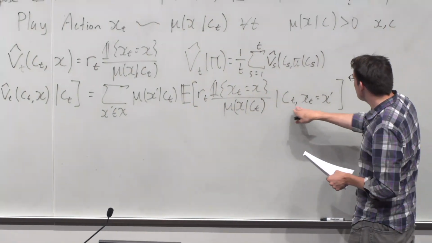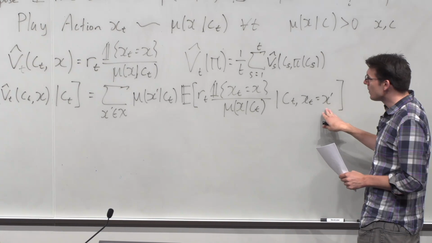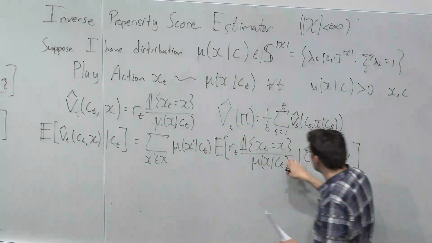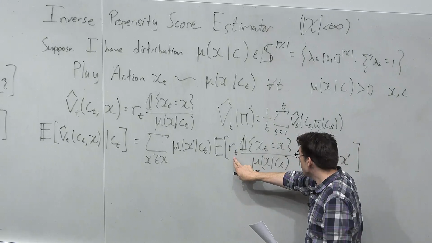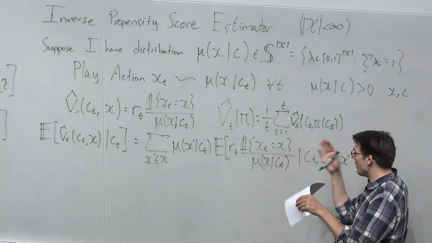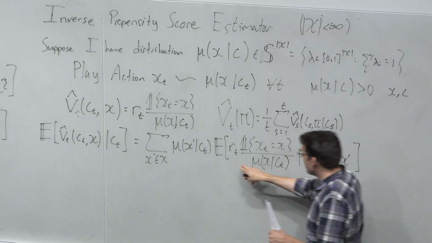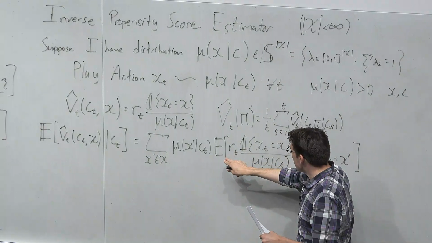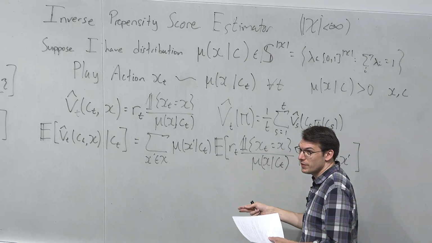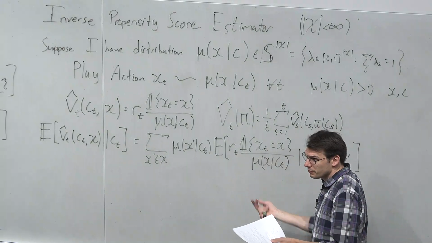Yes. I'm going to get to this in one second. I just need to finish this calculation, and then we'll get there. So given c_t and x_t equal to x prime, there's nothing random inside this. The only random thing is the R_t, because c_t and x_t have been fixed now. The expected value of R_t is equal to v of c, x by definition.